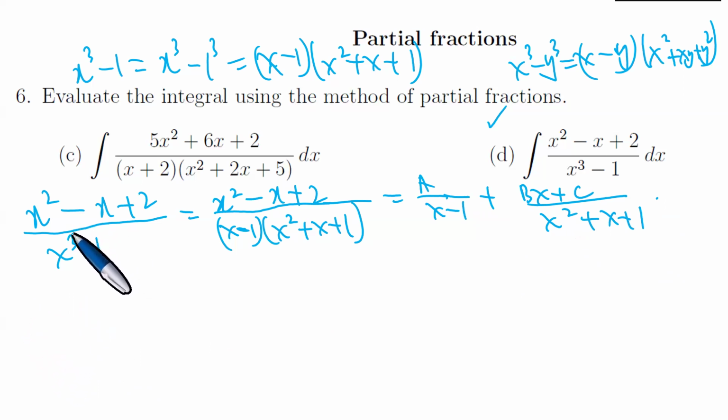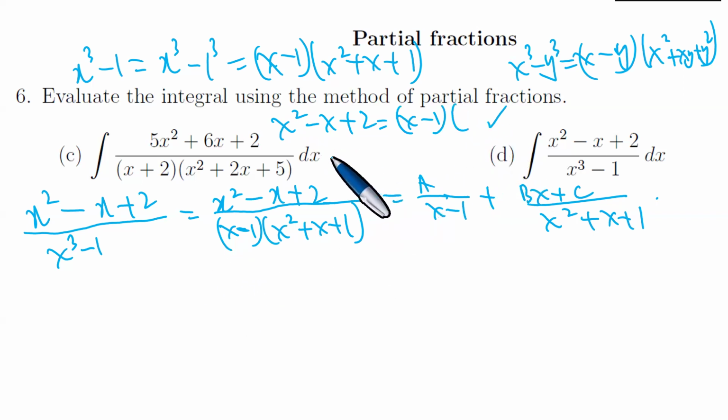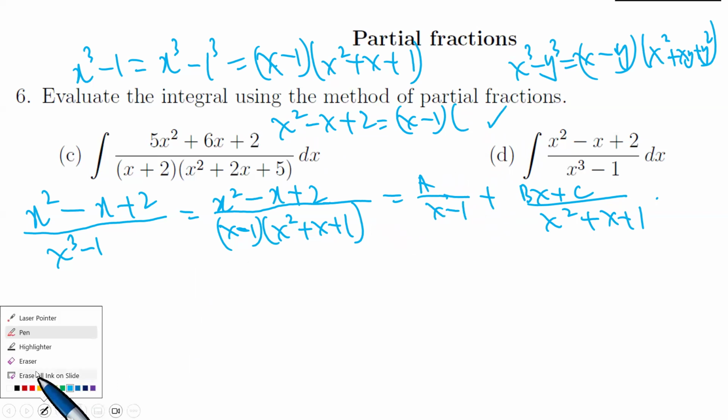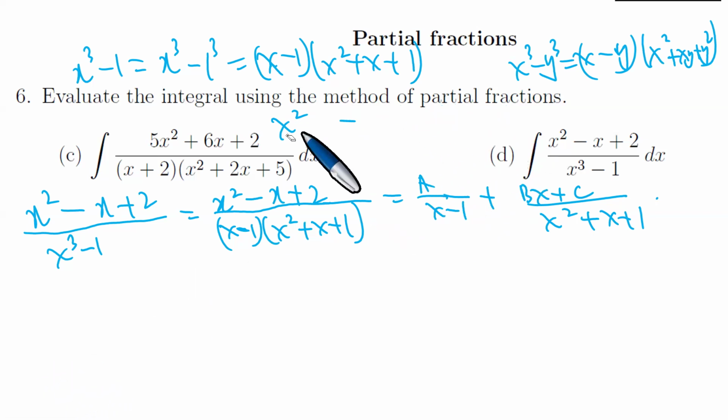And also, you can ask the question, can the numerator, x squared minus x plus 2, be written as x minus 1, which appears in the denominator? Or what are the factors of this? Okay, so you can see that it has no real factors.